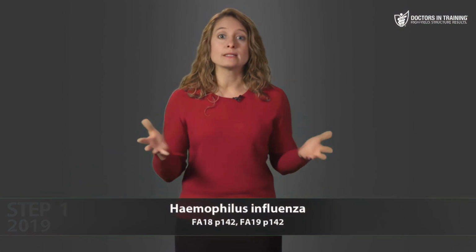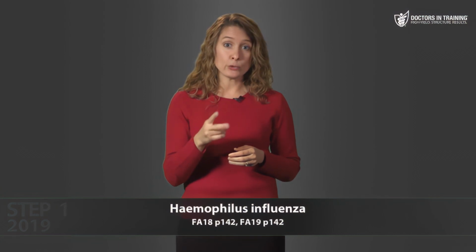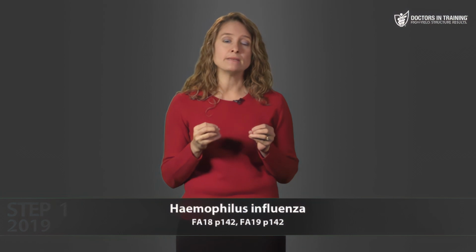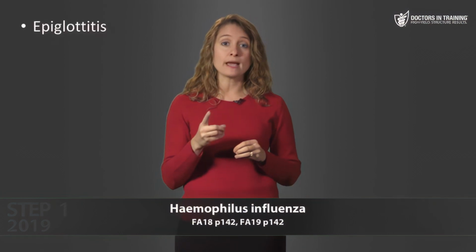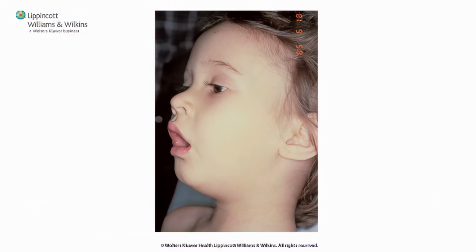So what infections can Haemophilus influenzae cause? There are two really big ones to remember that have been drastically reduced by the Haemophilus influenzae type B vaccine, and those are epiglottitis and meningitis. Here's a photo of a child with epiglottitis. Now, epiglottitis occurs when the epiglottis becomes inflamed, which can then cause airway compromise.